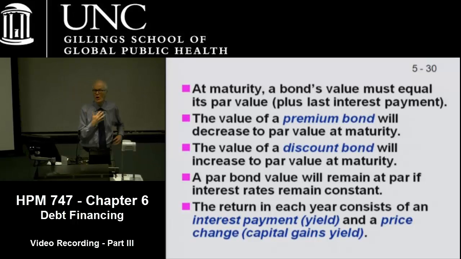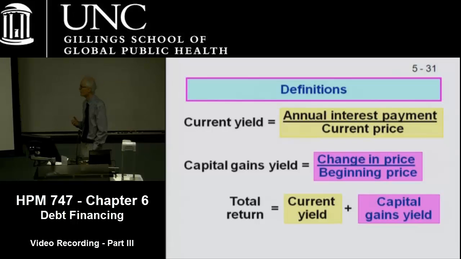So the return on any bond, if you buy a bond today and you sell it a year from today, depends on what kind of a bond it is, a premium bond or a discount bond. But it'll be a complicated mix of a capital gain or loss plus an interest yield. So how do we define those?